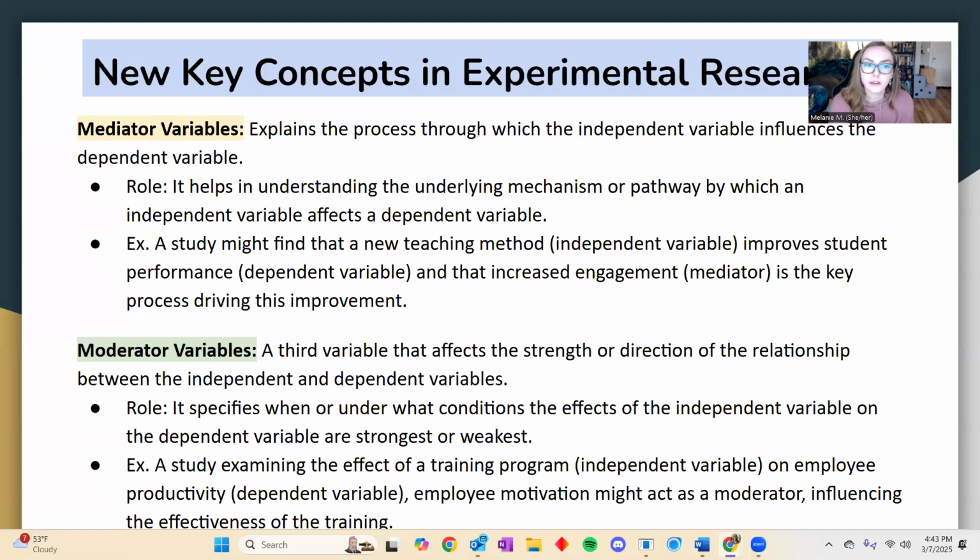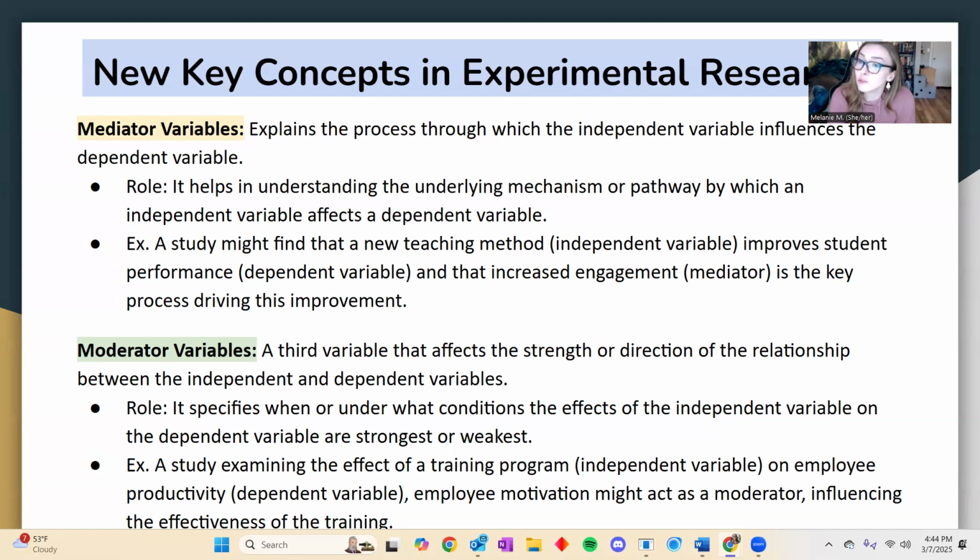So an example here is a study might find that a new teaching method, that independent variable, it's a new thing we're testing, this certain teaching method, improves student performance, our dependent variable. And that increased engagement is the mechanism through which that happens. So it's not magically, oh, someone teaches differently and boom, the performance changes.